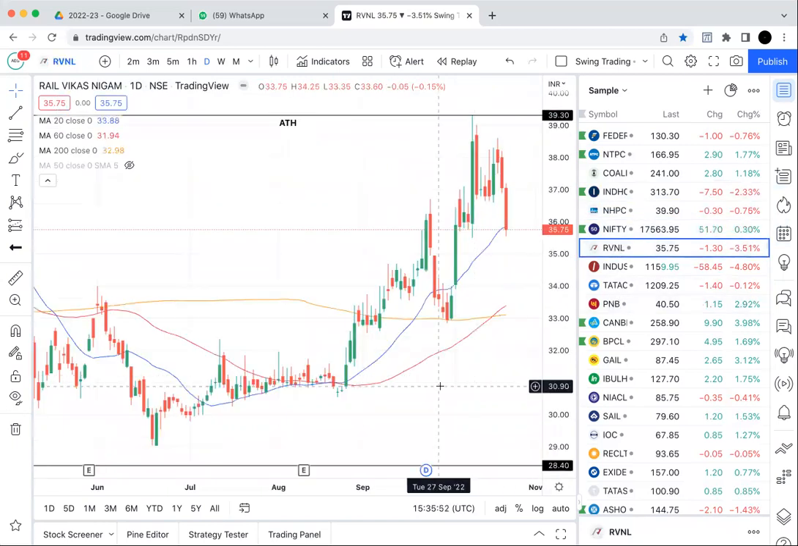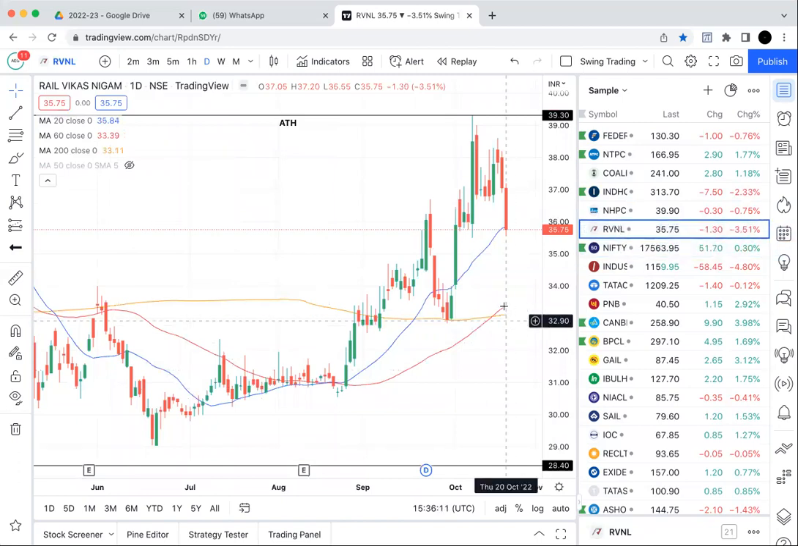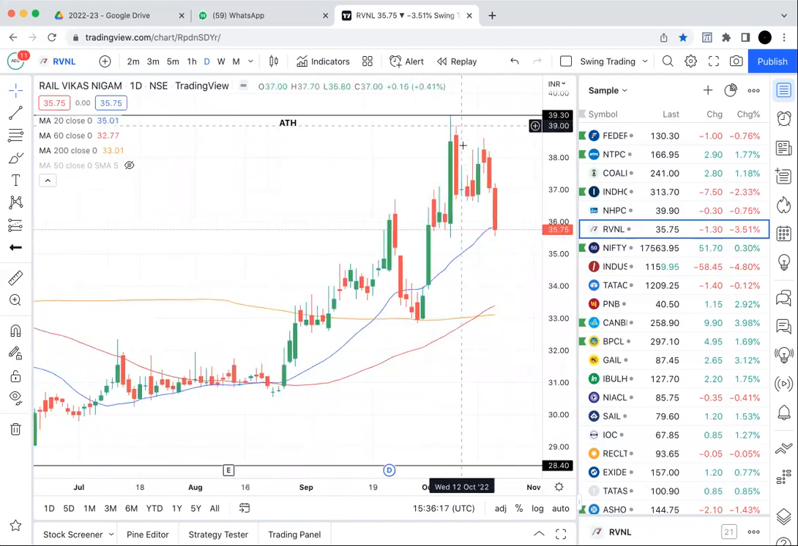RVNL. All right, this one is a bit interesting. See what's happening? It was always sideways for some time, but now the stock price is above the 20, above the 60, and the 60 above the 200. I'll watch it very carefully because I don't know what's going to happen here. In other words, if it's going to get pushed down, this may be a problem. And also, it's too close to the all-time high.